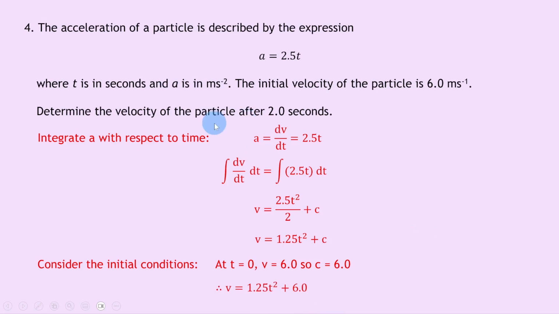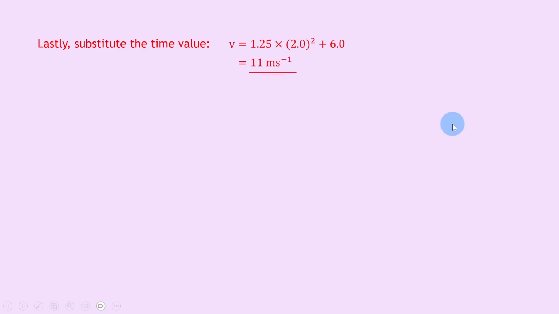And remember we want to find the velocity after 2.0 seconds, so lastly we substitute the time value. So we have v equals 1.25 times 2.0 squared plus 6.0, and putting that into your calculator should give you an answer of 11 meters per second.